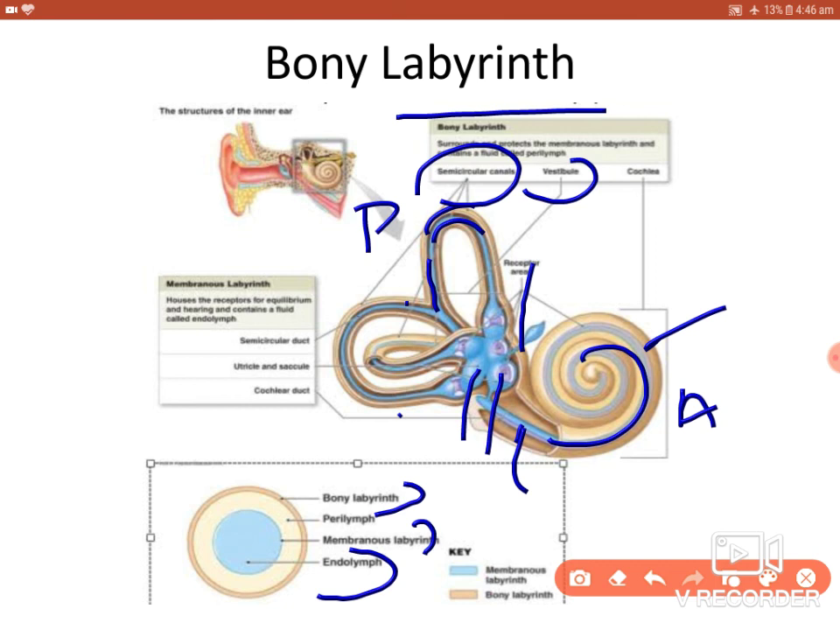The mechanical signals from the middle ear get converted into electrical signals, which transmit information through the auditory pathway to the brain, which allows the brain to hear and understand sounds. That is the function of the inner ear.